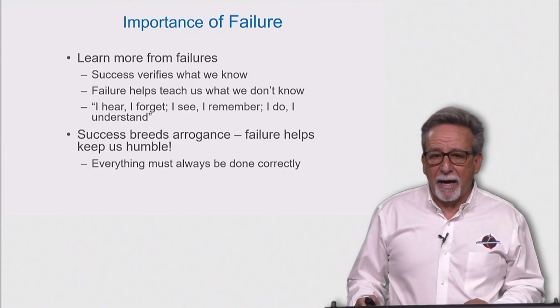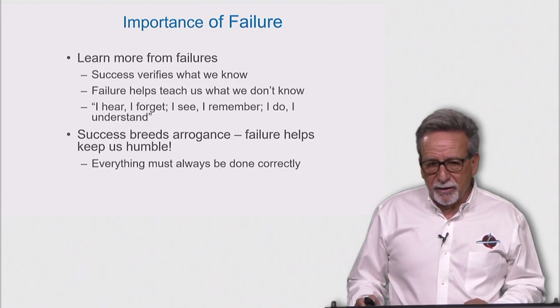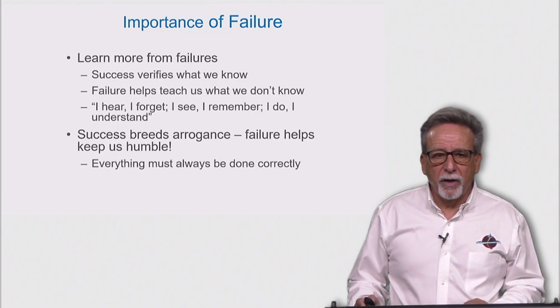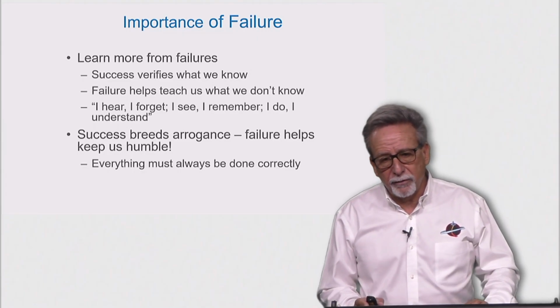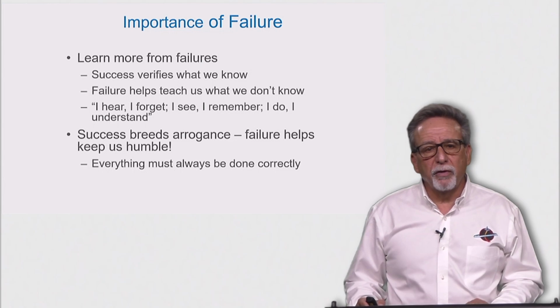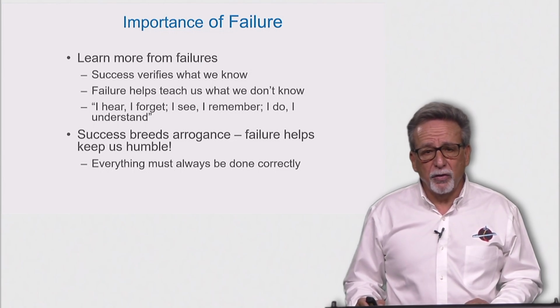Success can also breed arrogance. Failure, however, keeps us humble, or at least it should. Success can also lead to a cognitive bias called overconfidence bias. The overconfidence effect, or overconfidence bias, is a cognitive bias in which a person's subjective confidence in his or her judgments is reliably greater than the objective accuracy of those judgments, especially when confidence is relatively high. It is one example of a miscalculation of subjective probabilities.